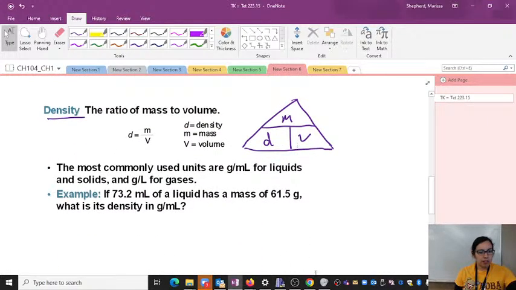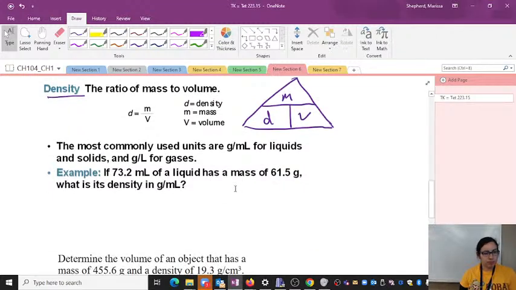All right, so let's look at this example. If we have 73.2 milliliters of a liquid, and it has a mass of 61.5 grams, what is the density in grams per milliliter? I'll give everyone a minute or so.